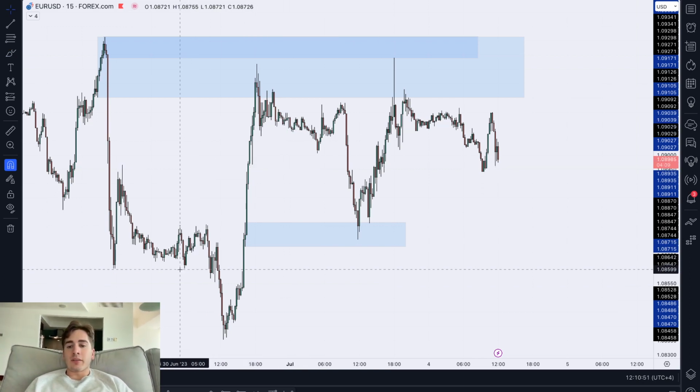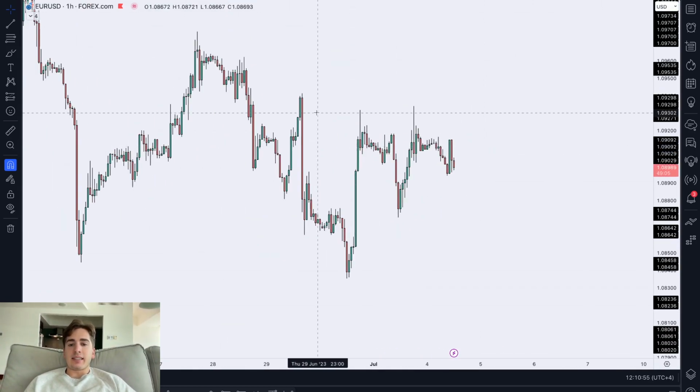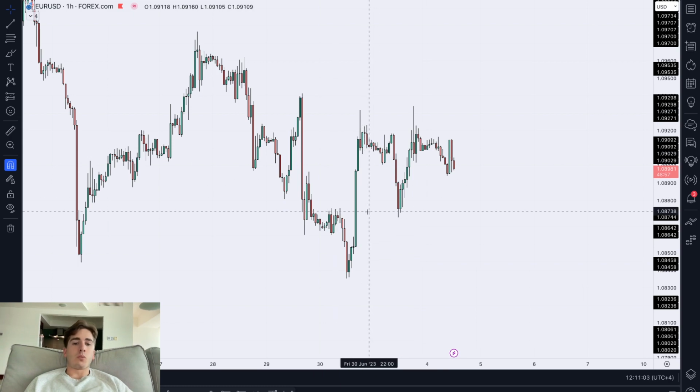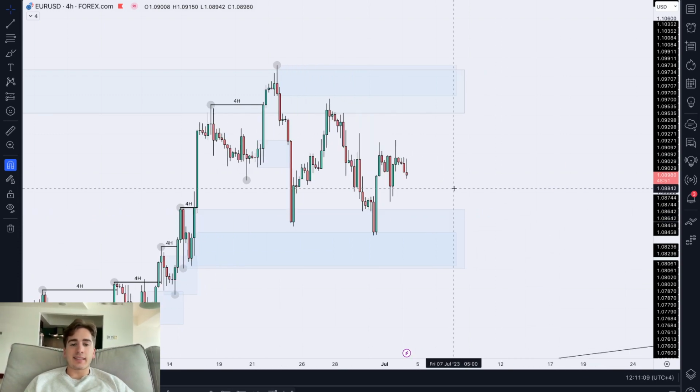Quickly diving into the 1 hour as well, it will become a little bit more clear, and you can clearly see that this area of supply, this last buy before the big sell-off, is what's holding price back, and at the same time this overall sell before the buy was what was keeping price up. So we're just stuck in between supply and demand, not really any clear bias.